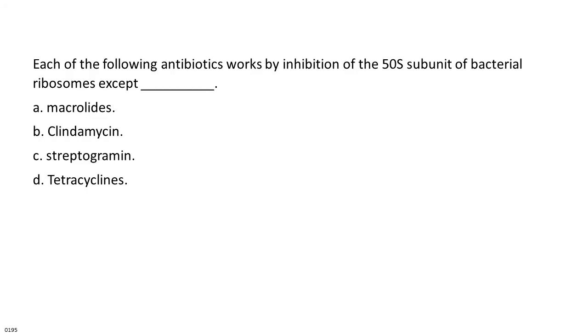Each of the following antibiotics works by inhibition of the 50S subunit of bacterial ribosomes except dash. A. Macrolides. B. Clindamycin. C. Streptogramin. D. Tetracyclines.